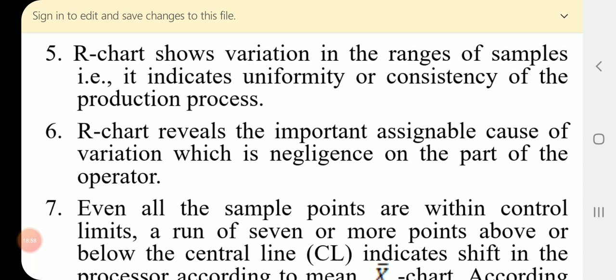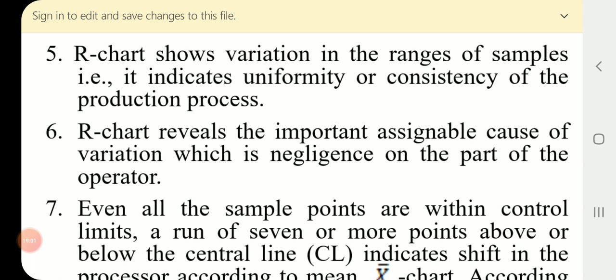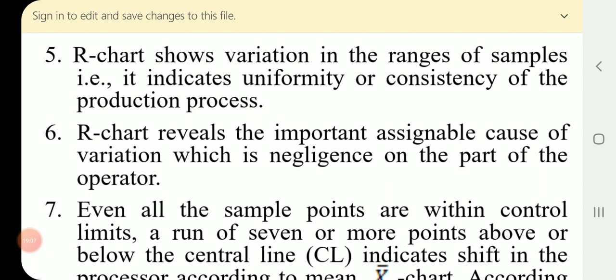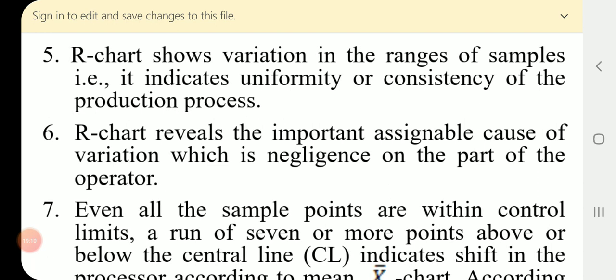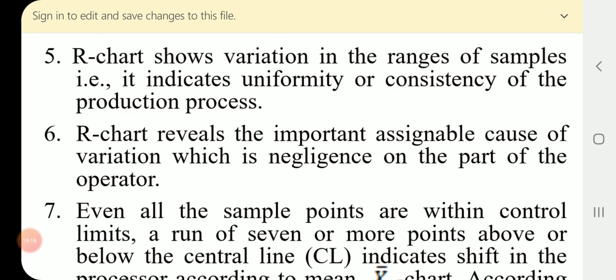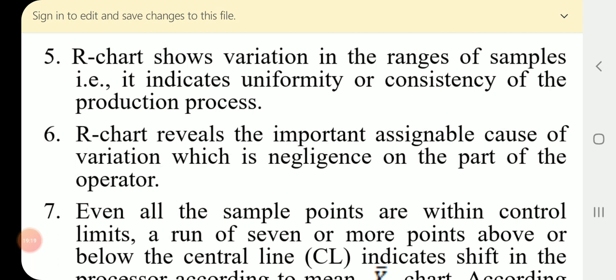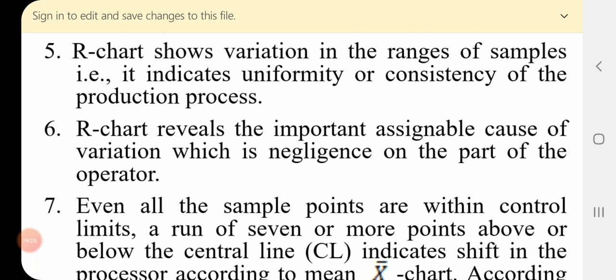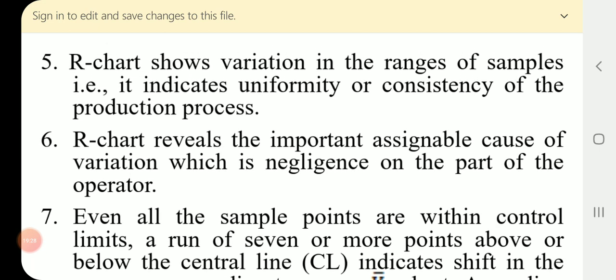You see, it is not consistent. If any particular control chart, any particular process, is out of statistical quality control according to R chart, it means it is inconsistent. R chart indicates consistency, uniformity, if it is under statistical quality control. If it is not under statistical quality control, then it indicates inconsistency, non-uniformity in the process, whatever we have measured.